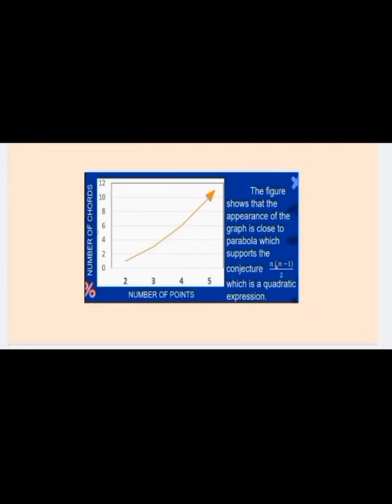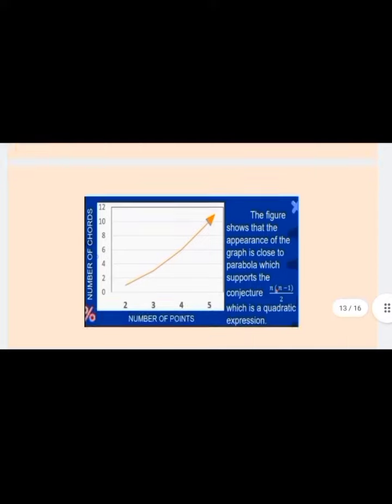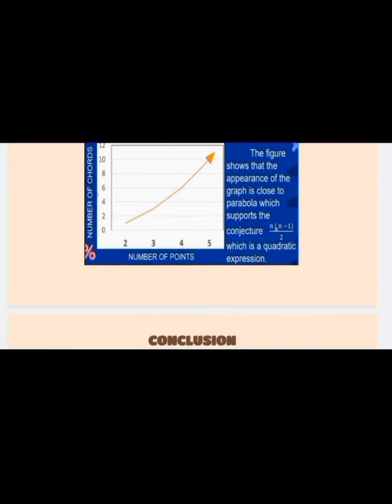The figure shows that the appearance of the graph is close to a parabola, which supports the conjecture n times the quantity of n minus 1 divided by 2, which is a quadratic expression. As you can see in the graph, there is the number of chords and the number of points.